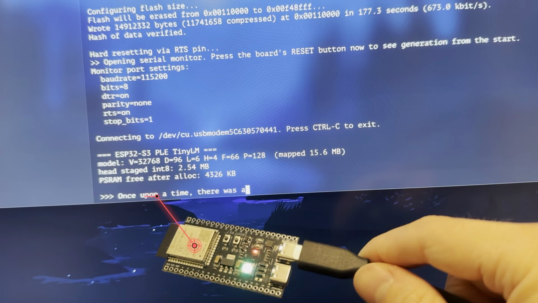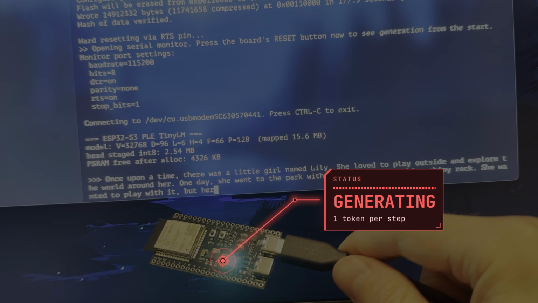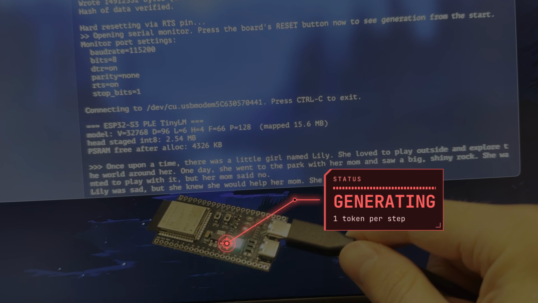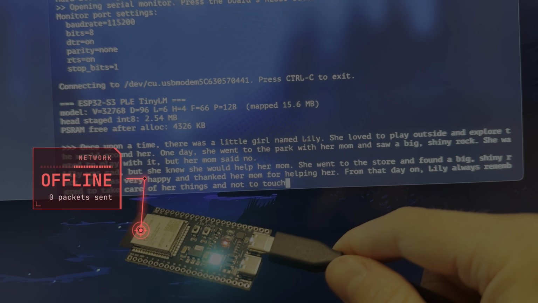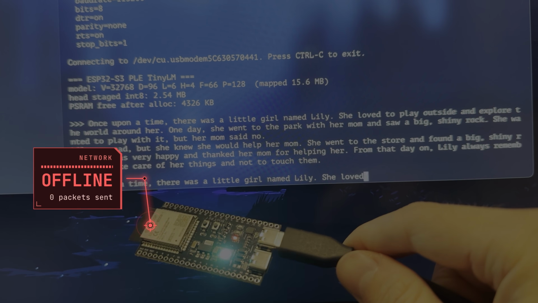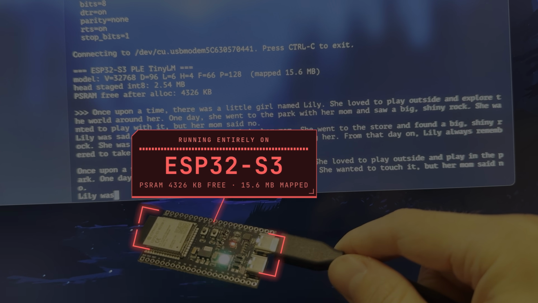This is a 28.9 million parameter language model generating text right now, one word at a time, on a chip that costs about $8. There's no Wi-Fi, nothing is being sent to a server, everything is happening inside an ESP32S3, a microcontroller with less RAM than a computer from the 90s.